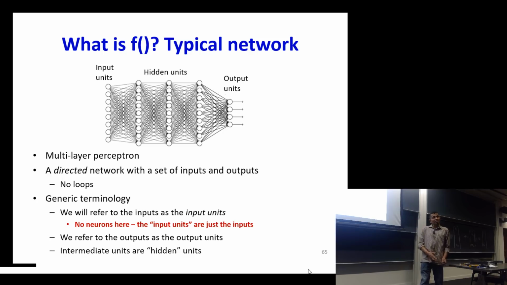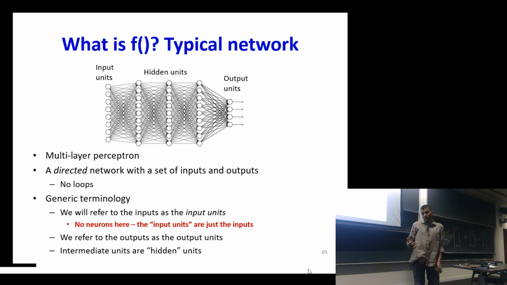And intermediate stuff, we will call these hidden units. And we call them hidden because as far as the function is concerned, you can see the input, you can see the output, what happened in between is not of direct relevance to you and it's not directly observed. So those are hidden units.